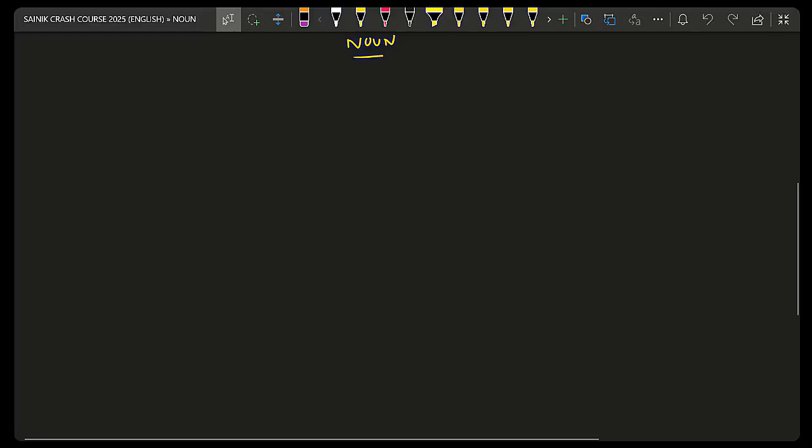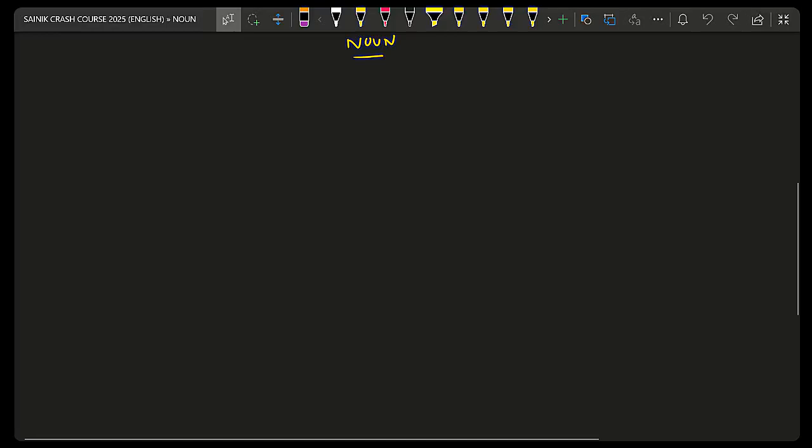Material noun. It is referring to the material something is made up of. Suppose the ring is made up of silver, so silver is a material noun. Gold is a costly metal, so gold is a material noun. Then abstract noun. Abstract noun means related to feelings, or things we cannot touch physically or smell. So that is called abstract noun.